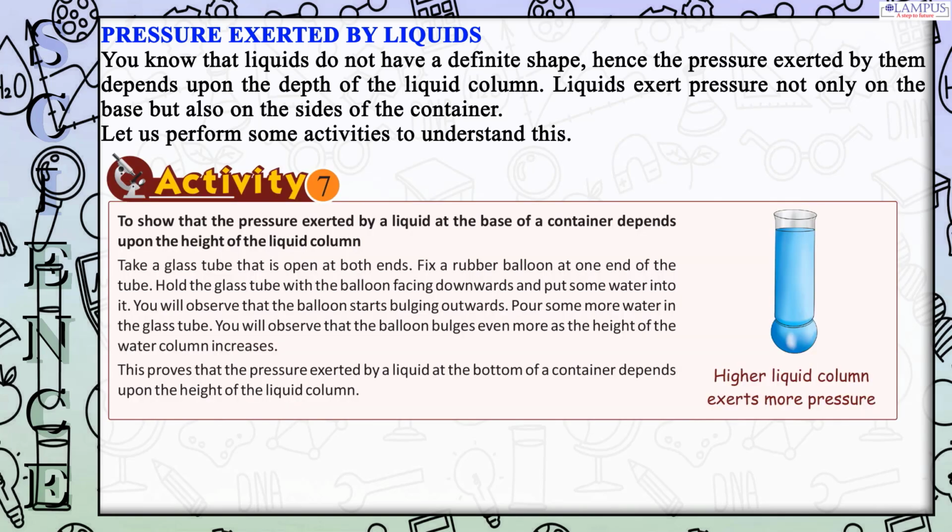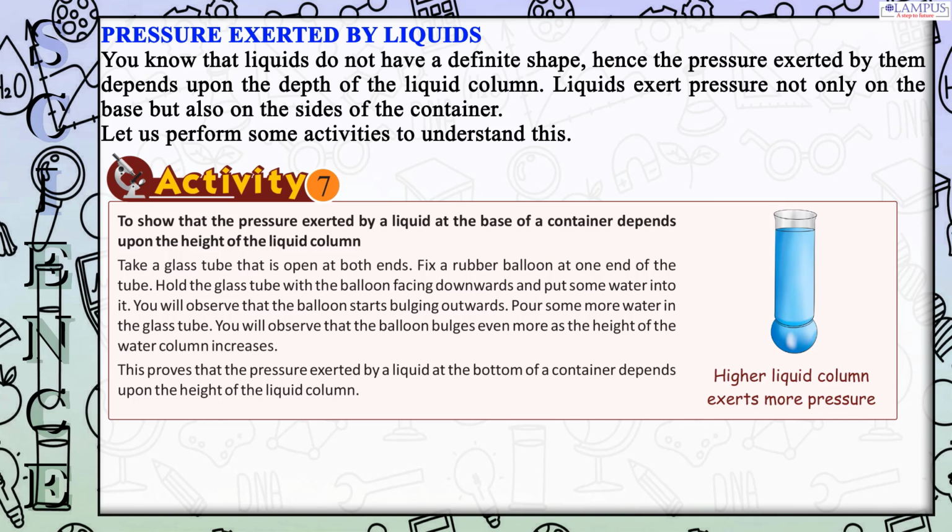Activity 7. To show that the pressure exerted by a liquid at the base of a container depends upon the height of the liquid column. Take a glass tube that is open at both ends. Fix a rubber balloon at one end of the tube. Hold the glass tube with the balloon facing downwards and put some water into it. You will observe that the balloon starts bulging outwards.